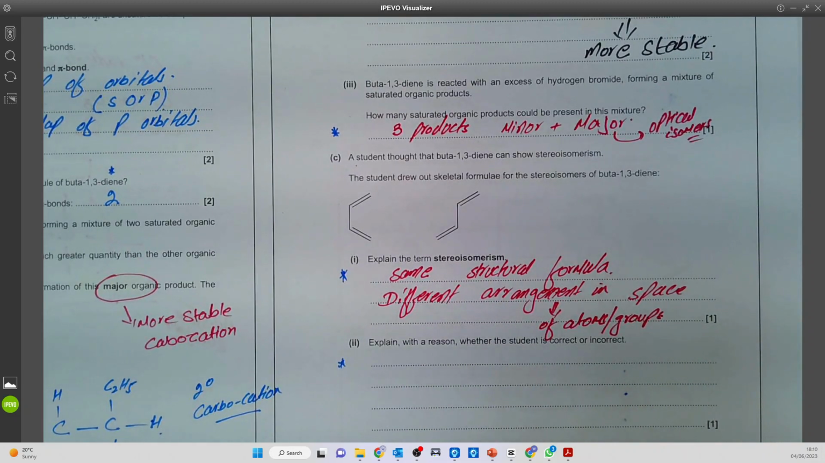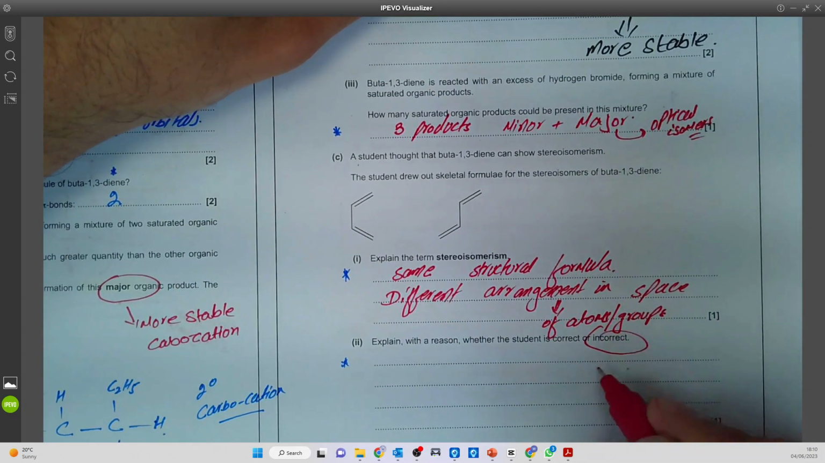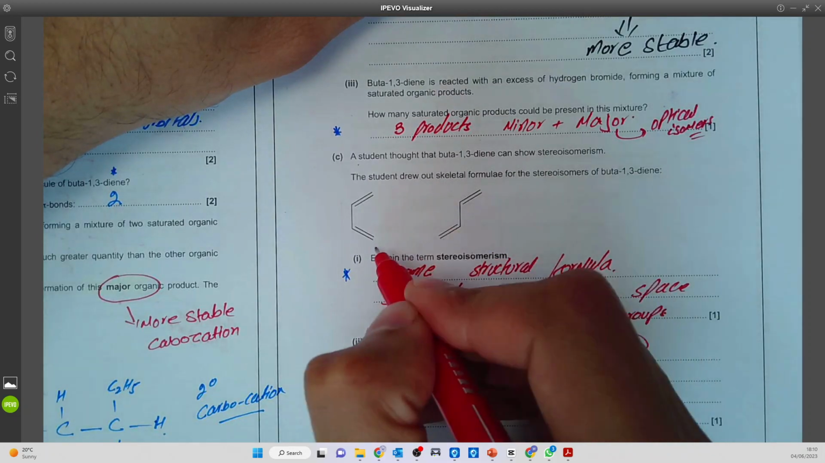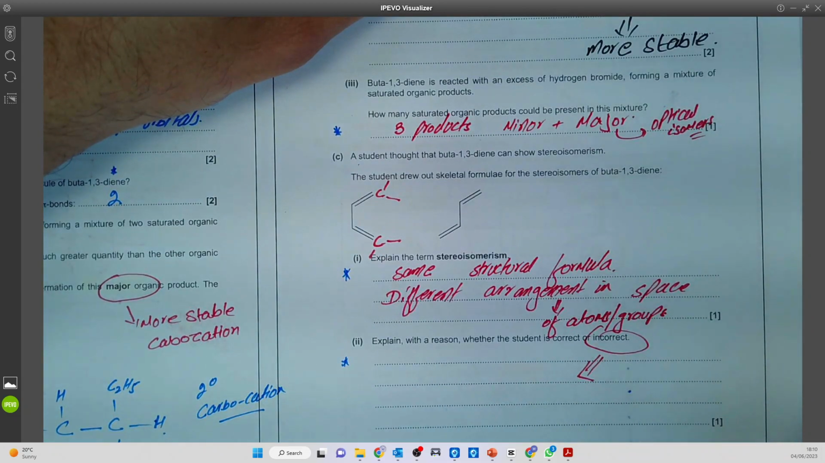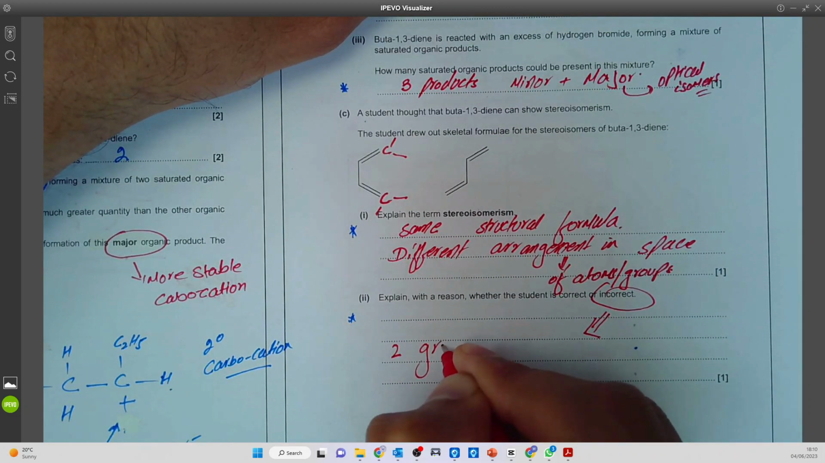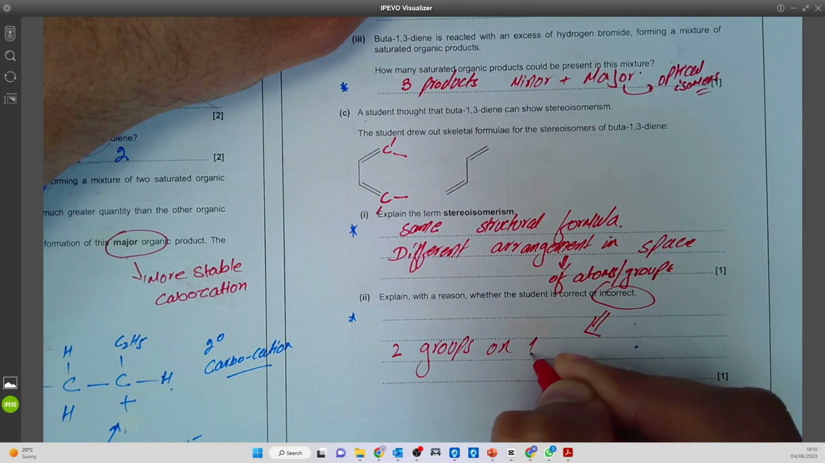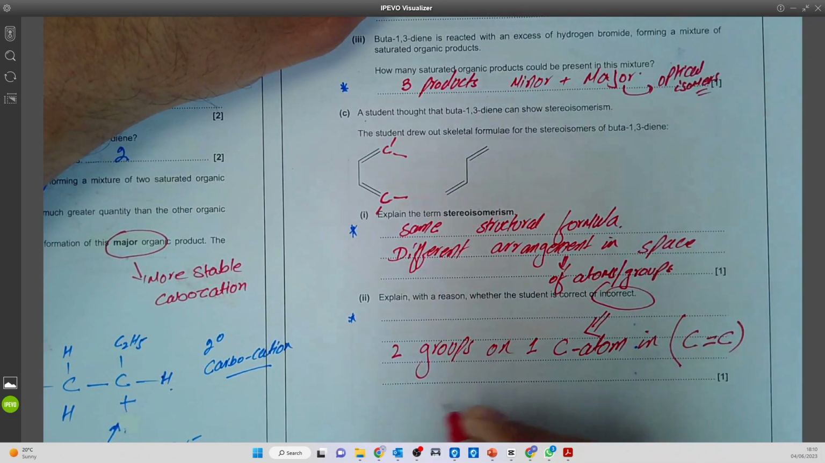Now, there's a condition that needs to be satisfied here as well. What is that condition? You must have two different atoms or groups on the carbon atom bonded across the double bond. So in this case, explain with the reason whether the student is correct or incorrect. He is incorrect in this case. Why? Because look at this location, this carbon will have two hydrogens. This carbon will have two hydrogens. So if it has two hydrogens, you can't have it, right? So we can say two groups on one C atom in C double bond C are the same.